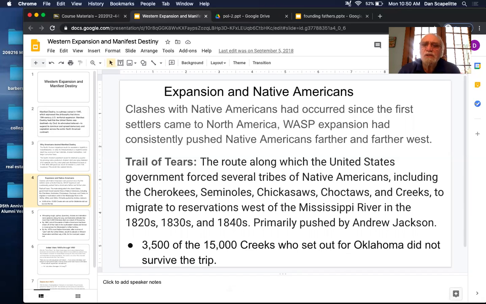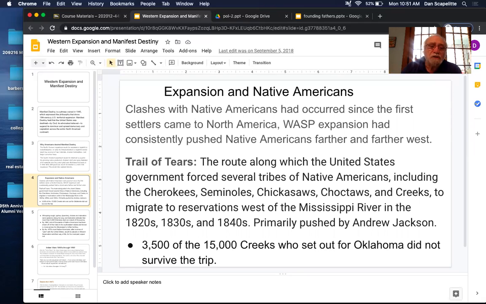Of course, the Trail of Tears is this route on which the United States government forces several tribes of Native Americans, primarily in the Alabama area, tribes like the Cherokee, the Seminole, the Chickasaw, the Choctaw, and the Creeks, on a march across the Mississippi River into what we call the Oklahoma Territory. Again, that's primarily pushed by Andrew Jackson.